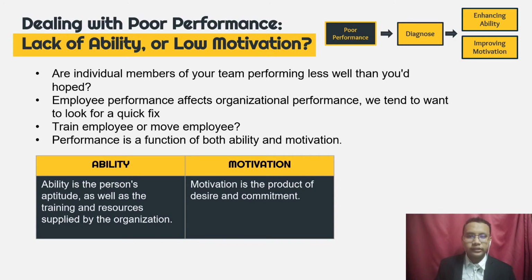First of all, we need to understand why our employees show poor performance. This is important because employee performance will affect organizational performance. There are many organizations that only want to look for a quick fix, such as going for a simple solution. Do we need to train the employee or just move the employee? To make sure that our employees have excellent performance, we need to distinguish what is making our employee not show good performance. Is it lack of ability or is it low motivation? These two have very different meanings and affect employee performance differently.